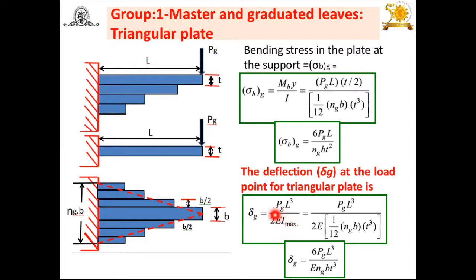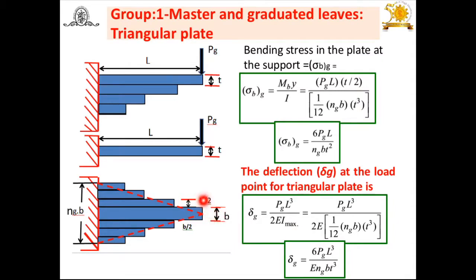Now here the load is P_G, that's why P is replaced by P_G. So P_G into L cube by 2 into E into I. We can substitute the value of I again, 1 by 12 into n_G into b into t cube. After substituting we will get the deflection, delta G of graduated leaves at the load point: 6 P_G L cube by E into n_G into b t cube. This is the last equation.